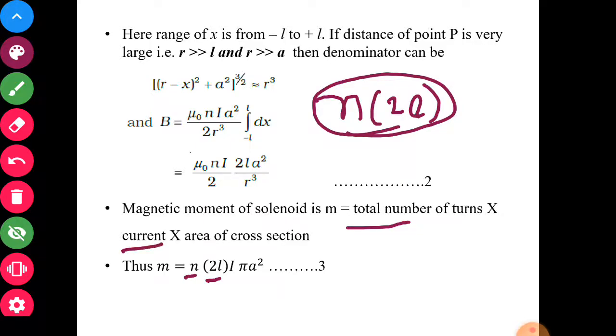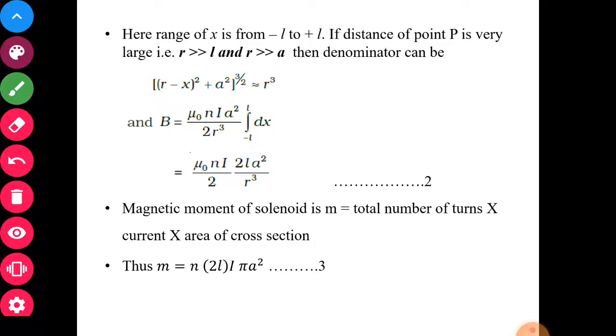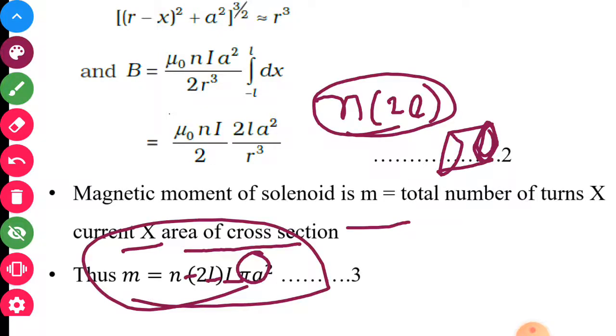Into current I, and into area of cross section. The cross sectional area of the solenoid is a circular cross section, so pi into square of radius, so it becomes pi a square. So this is the magnetic moment of solenoid. Try to understand. Again you see, magnetic moment of solenoid is m is equal to n into 2L into I into pi a square. This is the third equation, so give the numbers in between.